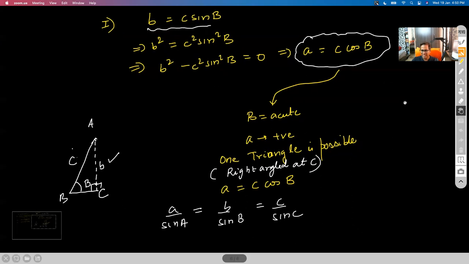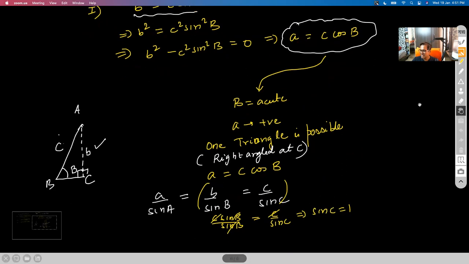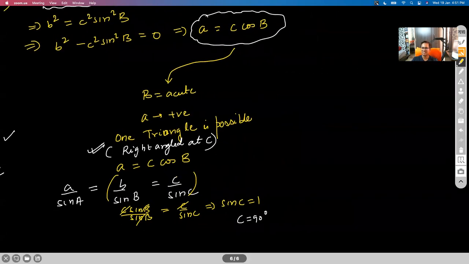Now see here. If you put your b as c sine B over here, in this part of the equation, it becomes something like this. Sine B goes off. Small c also goes off. So that gives us sine C as one. And if sine C is one, there can be only one possible angle for that, and that is 90 degrees. Thereby reinforcing the fact that you will get a right angle at C. Yes or no? But what if B becomes obtuse?